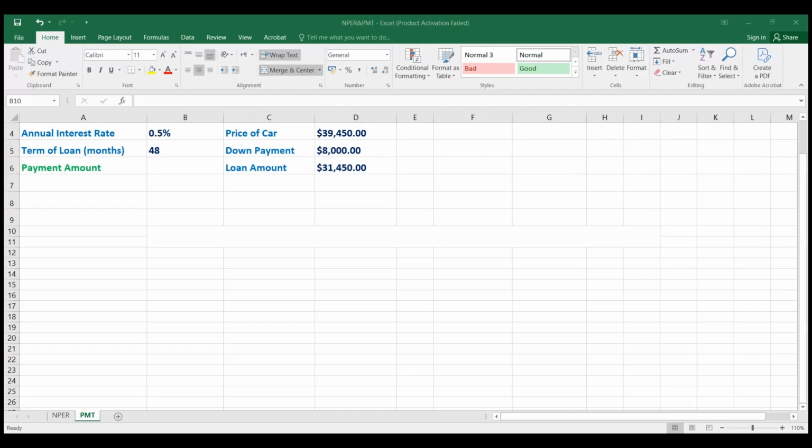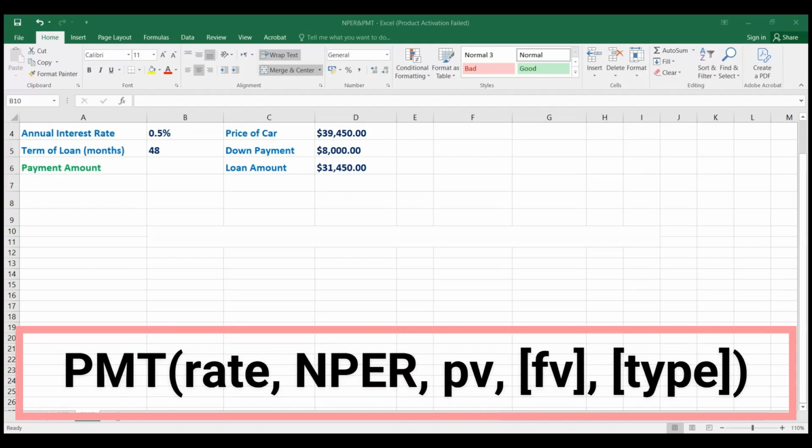Rate is the fixed rate of interest over the term of the loan. NPER is the number of payments over the term of the loan. PV is the loan principal. FV is the optional future value of the loan. If omitted, the default is 0. Type is the optional type of payment, 0 for end-of-period payments or 1 for beginning-of-period payments.